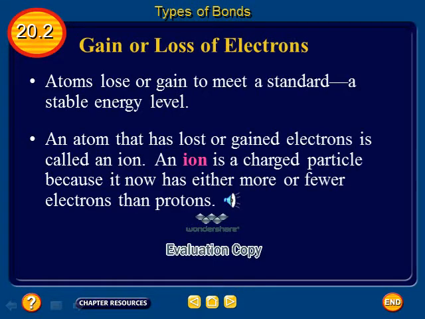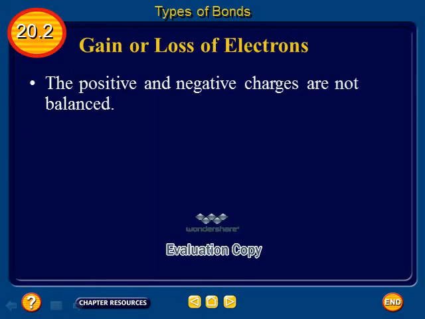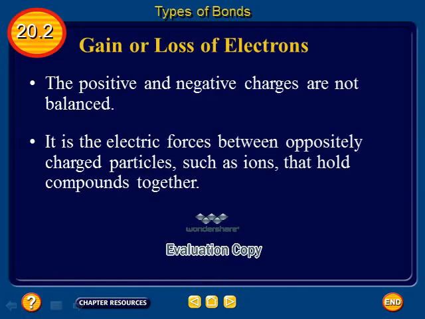An atom that has lost or gained electrons is called an ion. An ion is a charged particle because it now has either more or fewer electrons than protons. The positive and negative charges are not balanced. It is the electric forces between oppositely charged particles, such as ions, that hold compounds together. Just like a magnet works, positive and negative ends. That attraction is what keeps the compounds together.